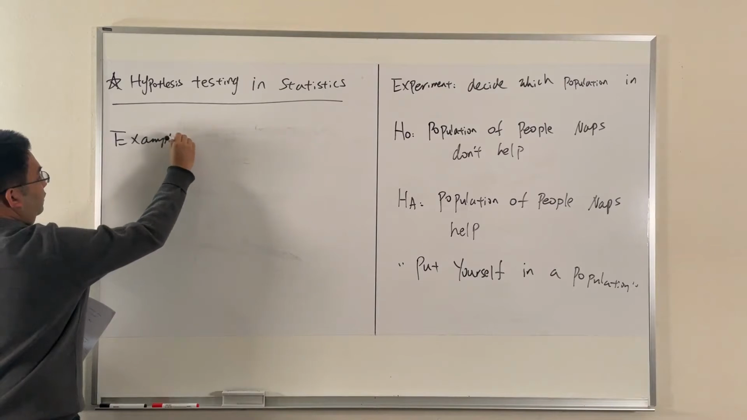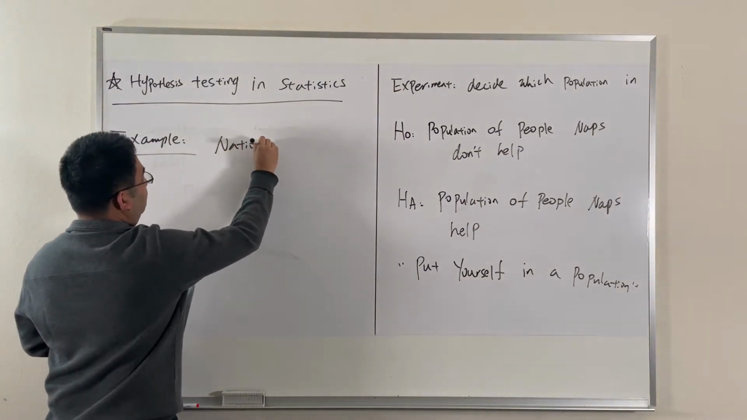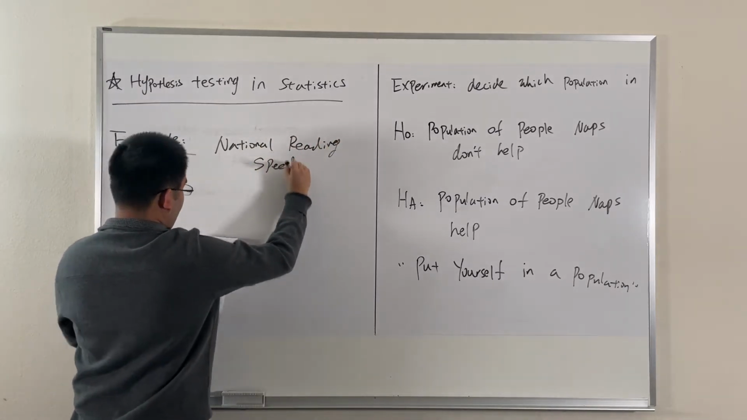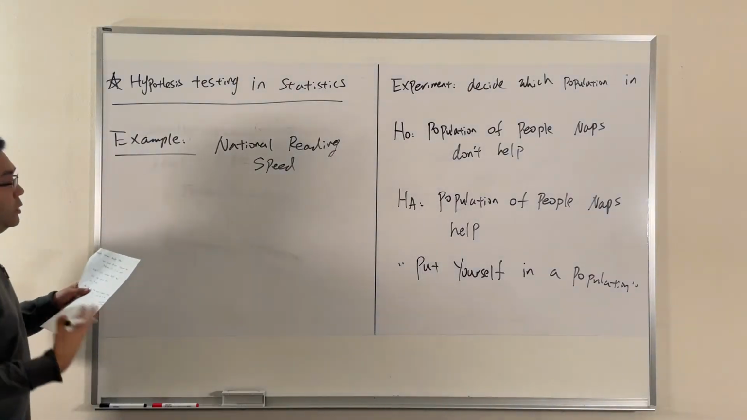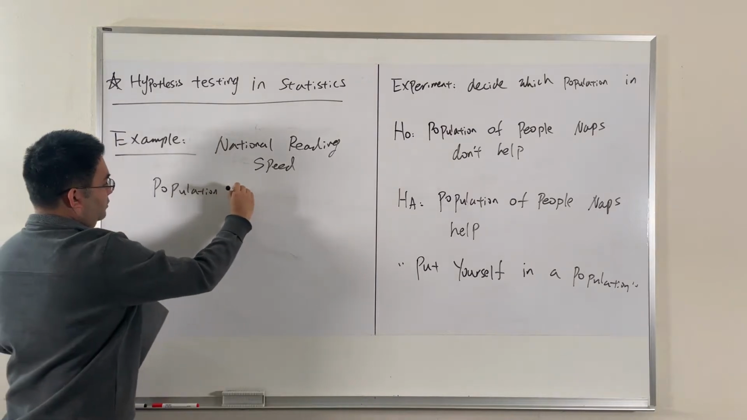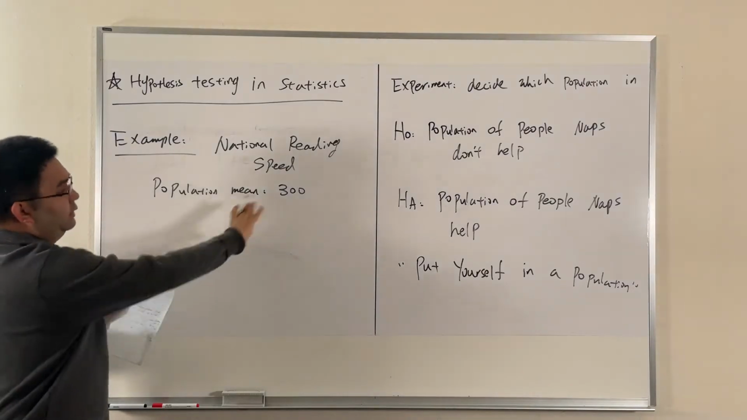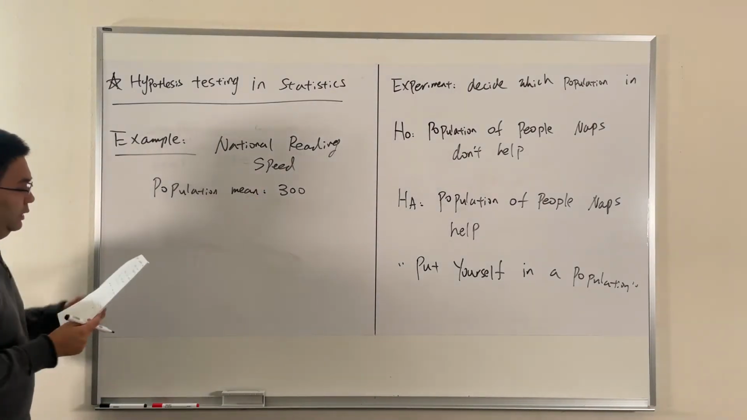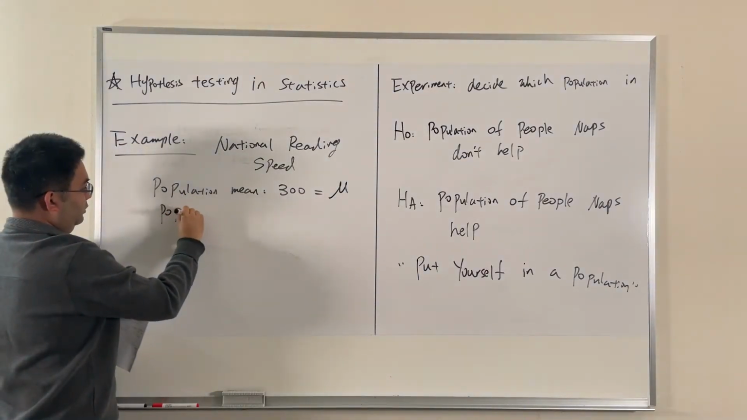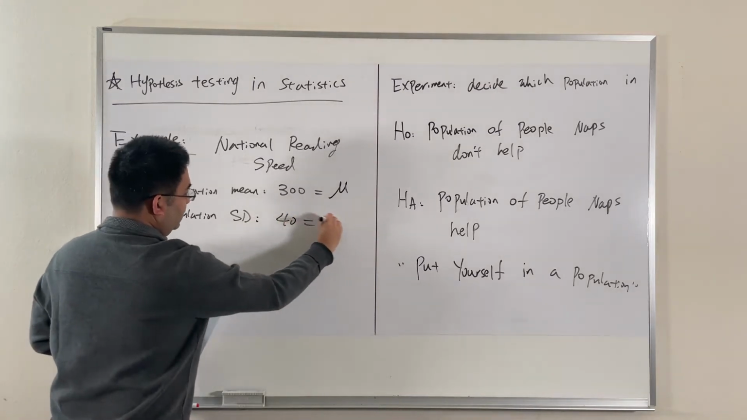Example, let's say we're looking at the national reading speed. Okay, the national reading speed is what we're interested in, and the population mean is 300 words per minute. Let me just keep it simple, say 300, and this is mu, and then the population standard deviation is 40, which we know as sigma.